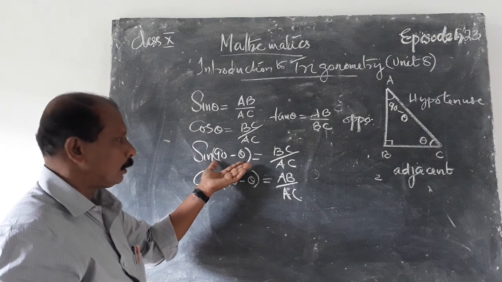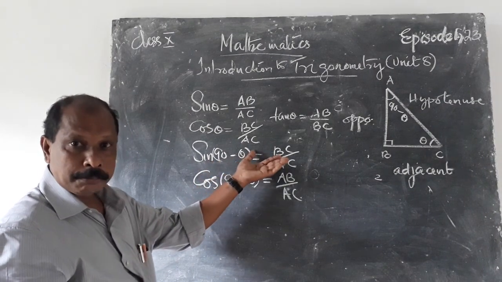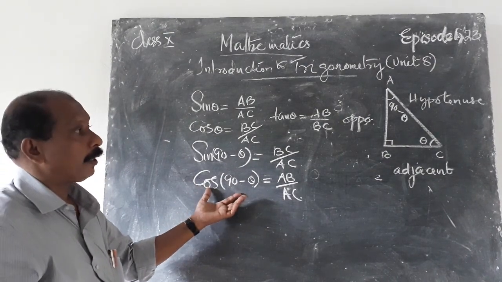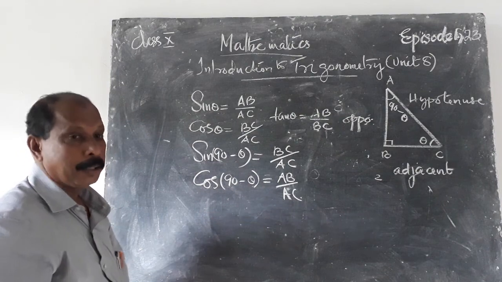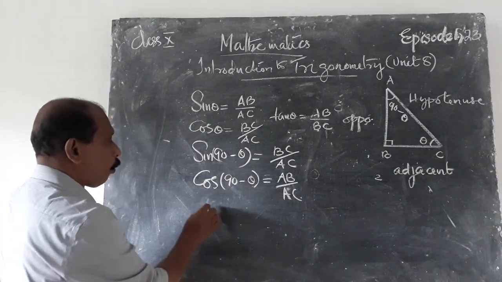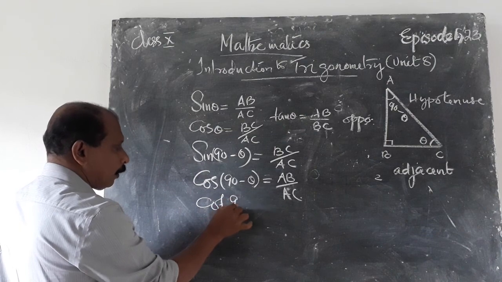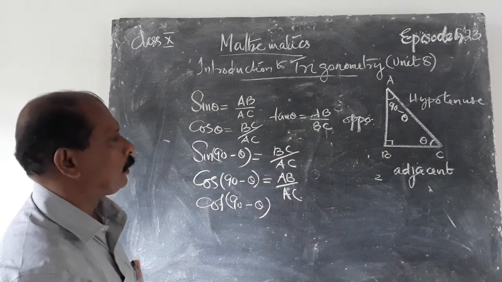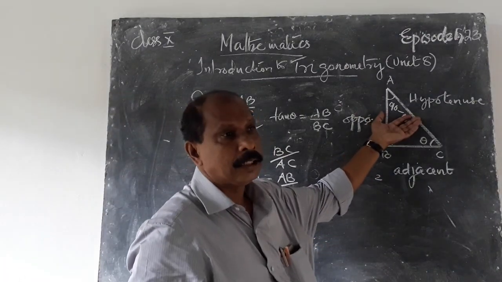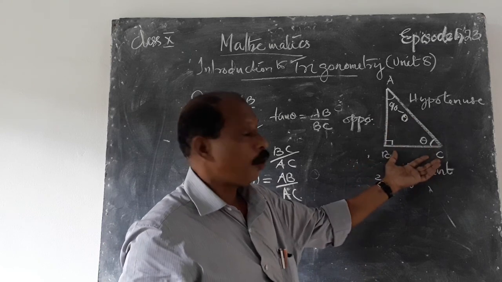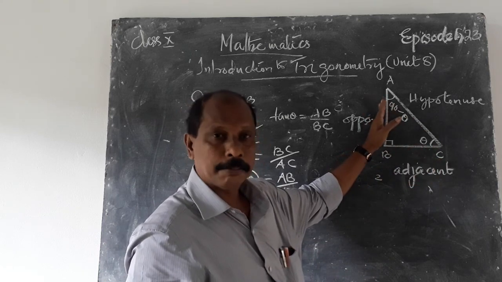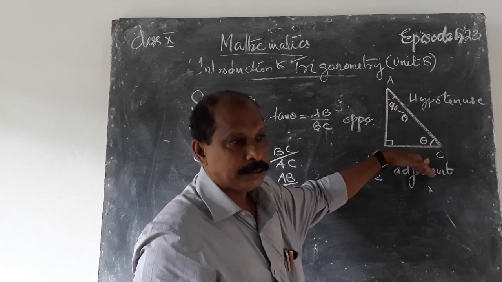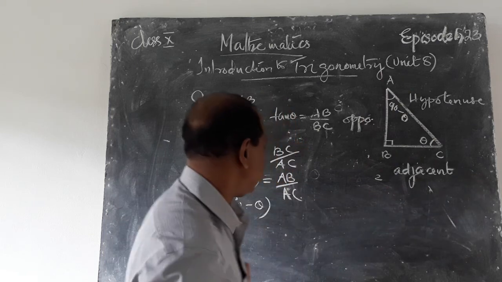Therefore, sin 90 minus theta is equal to the opposite side BC by hypotenuse AC. And cos 90 minus theta, the adjacent side is AB, therefore AB by AC. And cot 90 minus theta, let us consider not tan, but cot 90 minus theta. Tan 90 minus theta is opposite BC by adjacent AB, but cot 90 minus theta is adjacent side by opposite side, that is AB by BC.